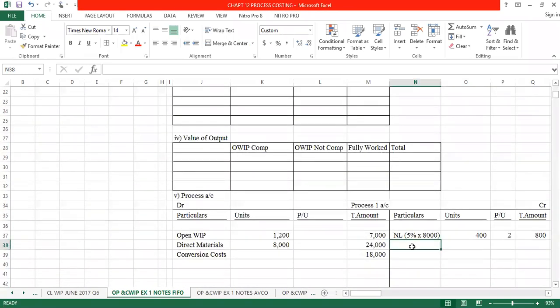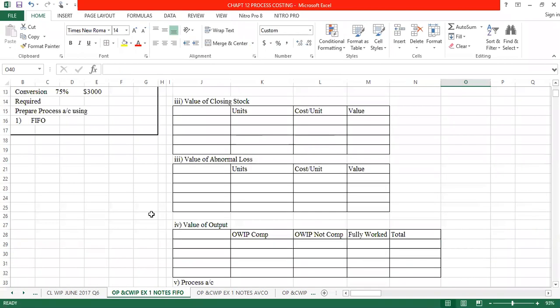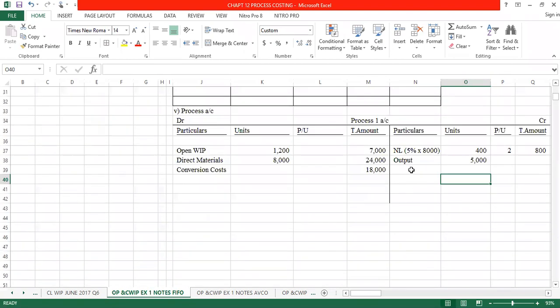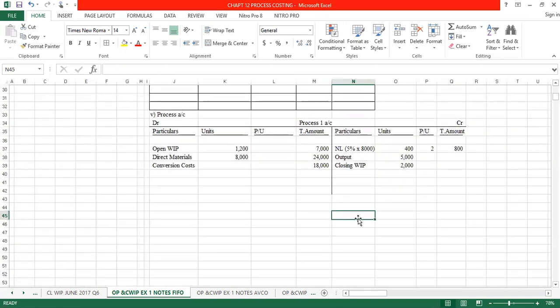So you can see our output is how many units? 5,000 units. So we have posted that also. Next, we have closing work in progress, which is 2,000 units. So if you recall yesterday, the next step is now to get the total.